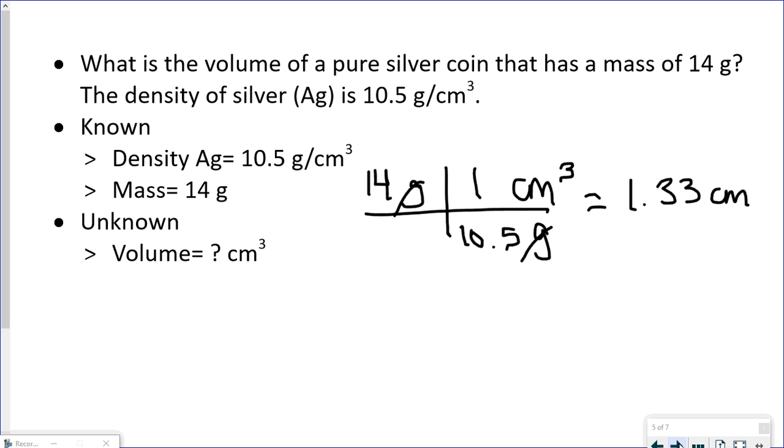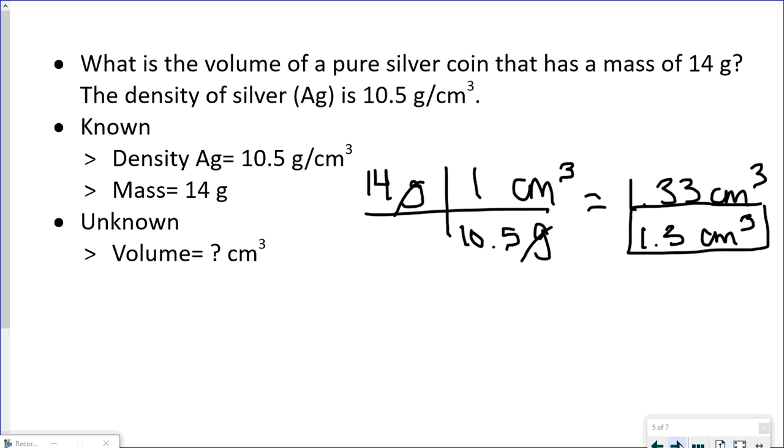cubic centimeters. Now for honors, you can always do sig figs with dimensional analysis problems. Whenever you are using significant figures, the digits in the conversion factors don't really matter. You always want to pay attention to your original number. So here we were originally told that our coin had a mass of 14 grams. That has two significant figures. So your answer, you would want to round to two significant figures. So you can actually report this as 1.3 cubic centimeters, and that would be your answer with sig figs.